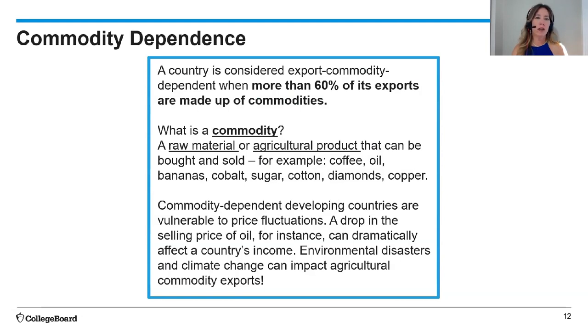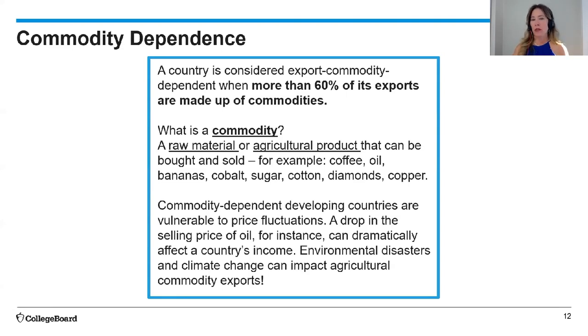So let's look at commodity dependence. Some of these periphery countries are commodity dependent. A country is considered export commodity dependent when more than 60% of its exports are made of commodities. What's a commodity? A raw material or an agricultural product that can be bought and sold. So you can think of coffee, oil, bananas, cobalt, sugar, cotton, diamonds, copper. You get the idea. Raw materials or agricultural products that are bought and sold.